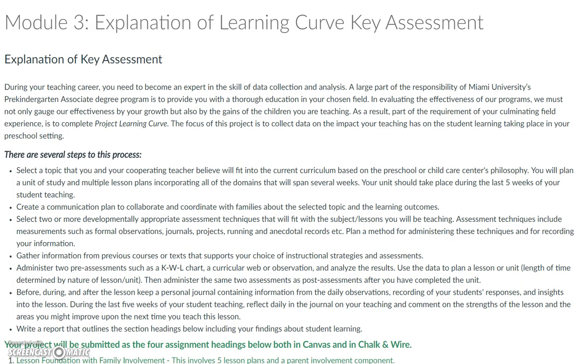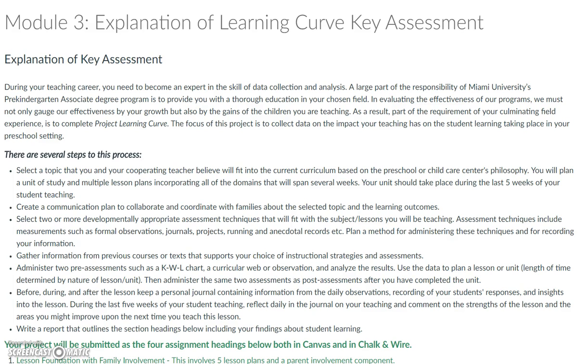You're going to select 2 or more developmentally appropriate assessment techniques that will fit into the subject and lesson plans you're going to teach. Some of these techniques might include measurements such as a formal evaluation, a formal observation, journaling, projects, or collecting a portfolio. You might also run anecdotal records that you completed in FSW 382, similar to that kind of format. You'll plan a method for administering these techniques and for recording your information.